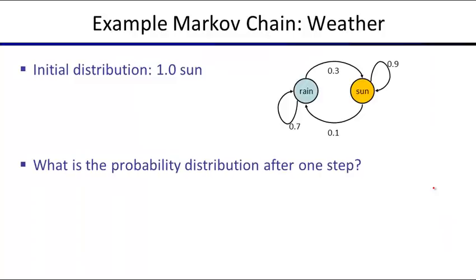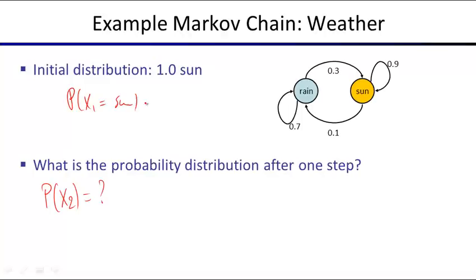Okay, so let's say we're given such a CPT. We know at time 1, it's sunny. What is the distribution after one step? So what do we have for P(X2)? What this is saying here is that P(X1 = sun) = 1.0.